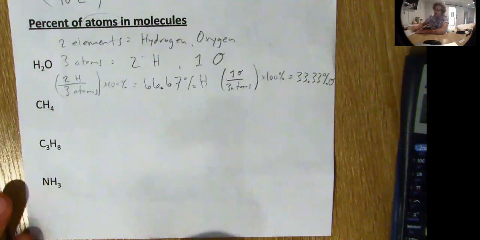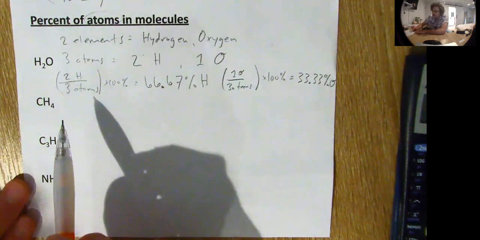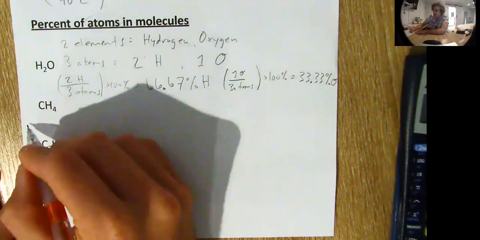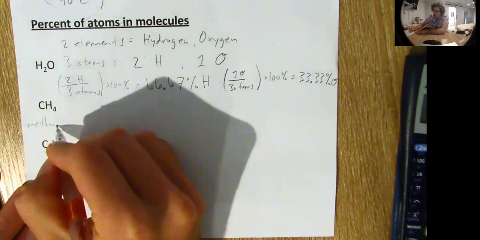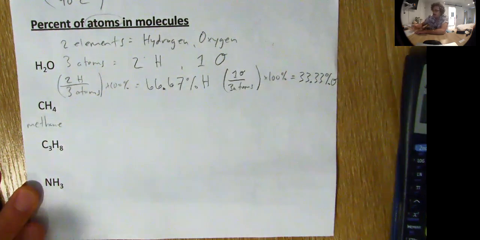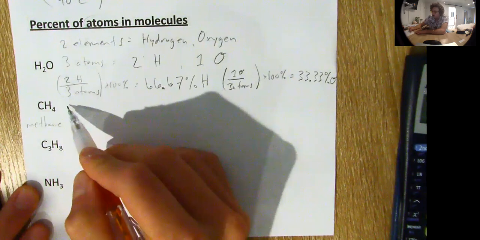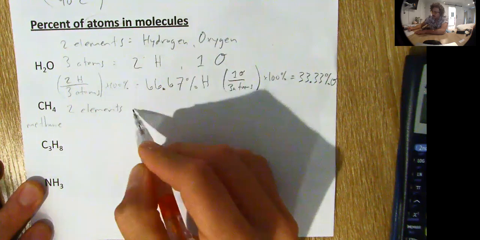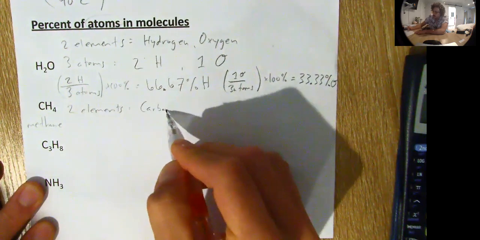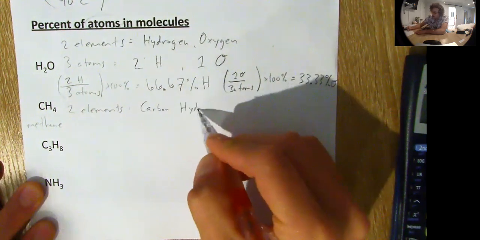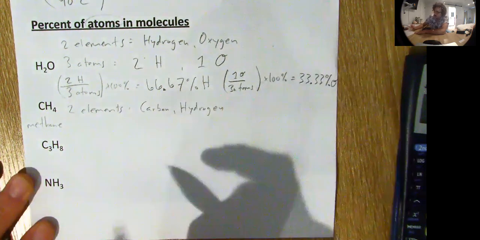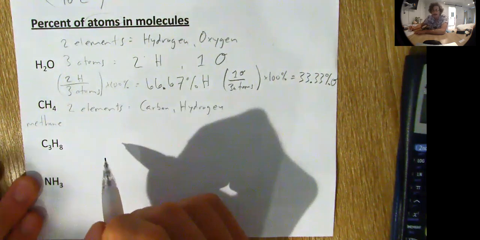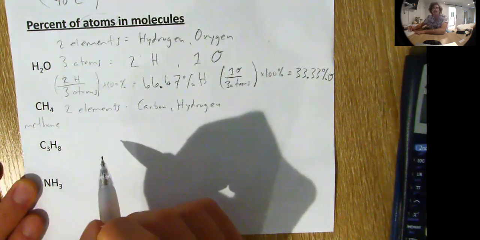Okay, next example I'll give is of this one right here. This is methane. This is the gas that comes out of your stove, methane. And in methane, there is a total of 2 elements there. Those 2 elements are carbon and hydrogen. Would you look at that? Carbon and hydrogen. There are how many total atoms? I'll wait a moment to see if you can figure that out.